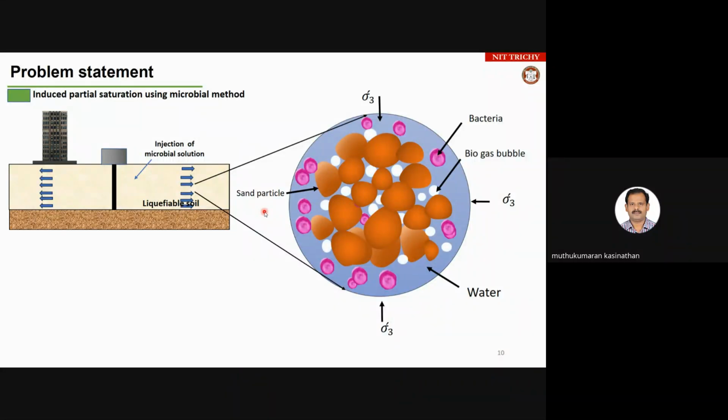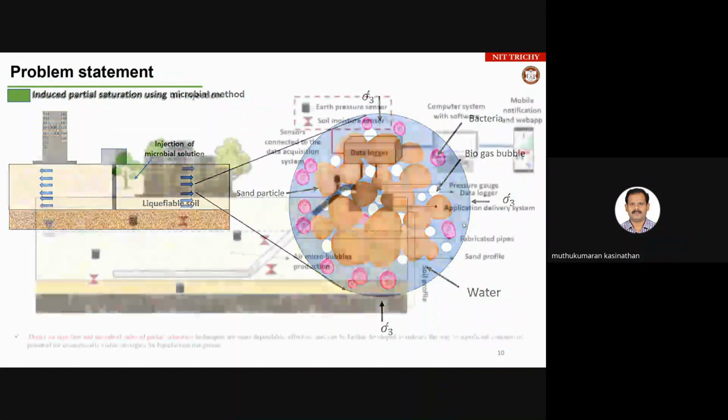So assume that bio air bubbles have been introduced by this bacteria, this species, and this white spot what you are seeing is accumulated air bubbles infused by microbes. These are accumulated within the soil skeleton, and the introduction of these air bubbles will replace an amount of water, so the soil goes from a fully saturated state to a partially saturated state. So this is the concept about growing bacteria and developing.